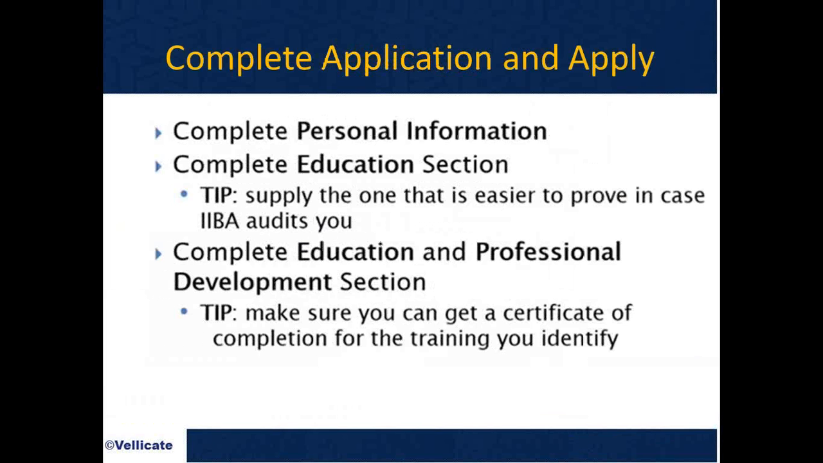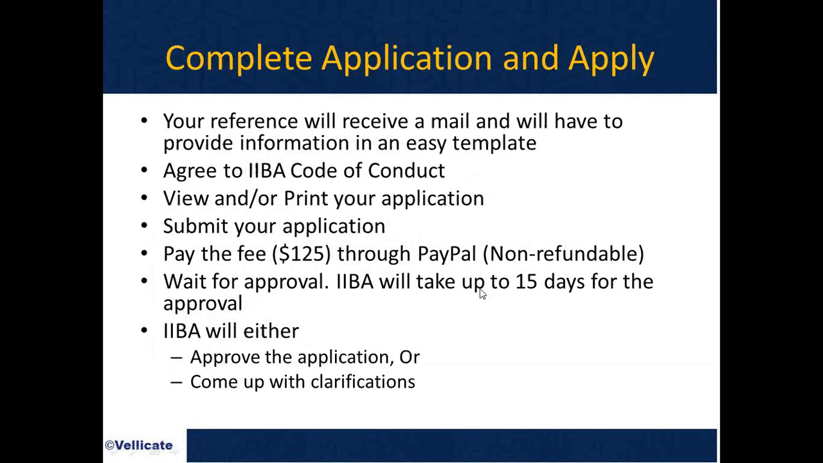And then, in the IIBA application, you can fill in some information and save it, and then you can continue filling in that information. So you don't have to complete the application in one go. You can continue filling in the information, saving that, and keep coming back to the application. So you can complete your personal information, the education section, the education and professional development section, right? So you can complete all of them.